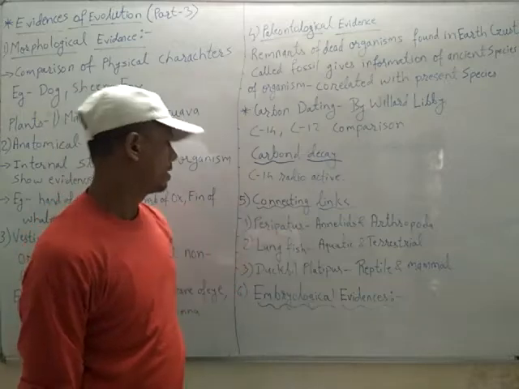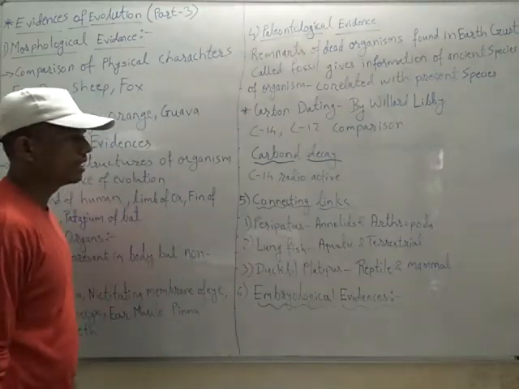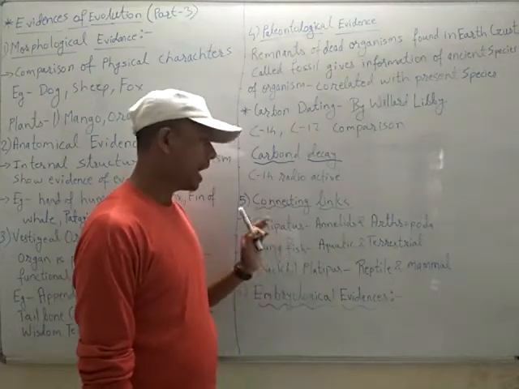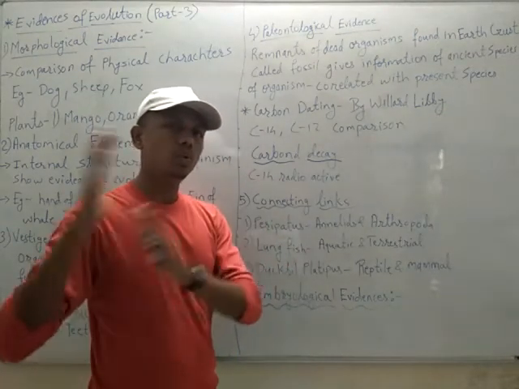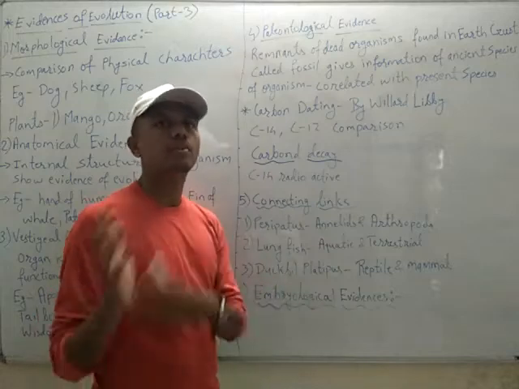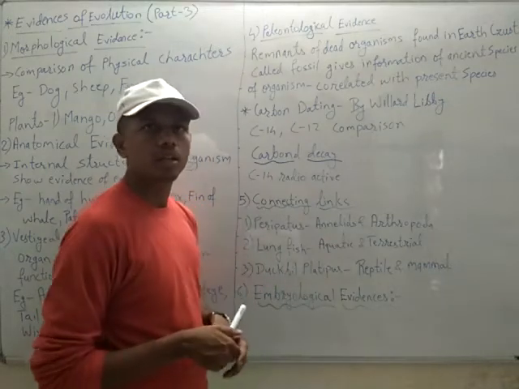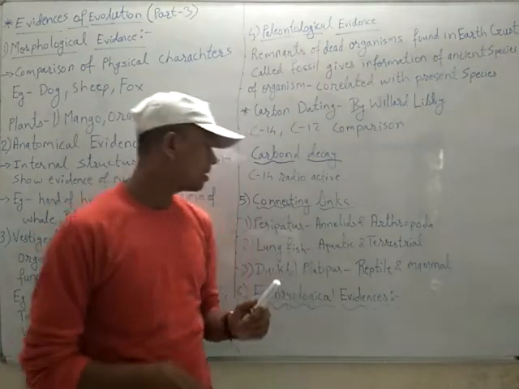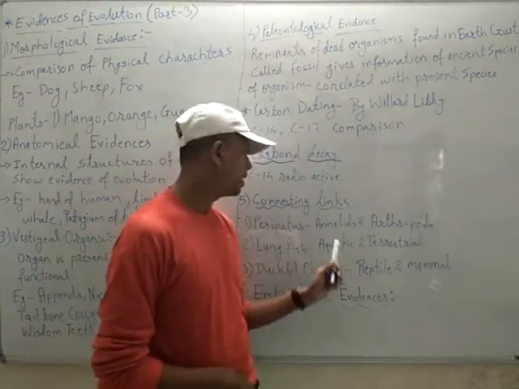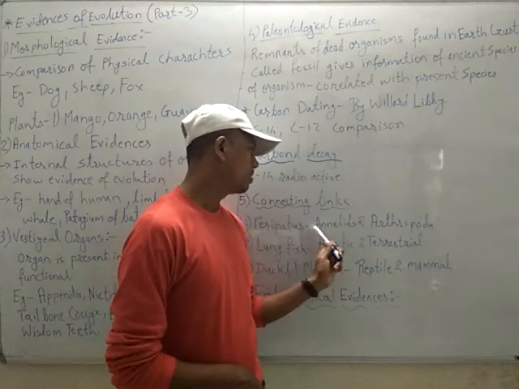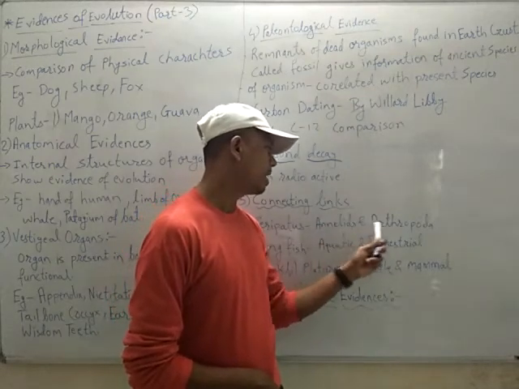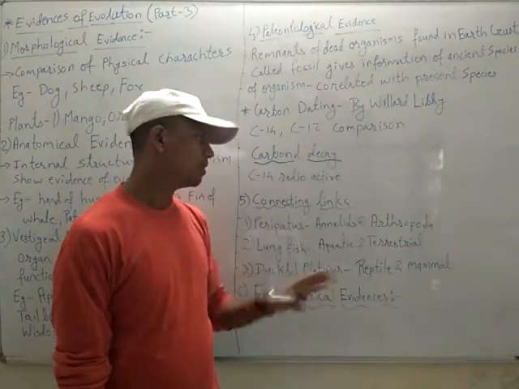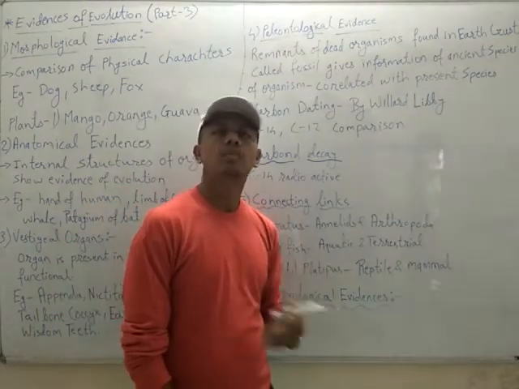Next is connecting link. In connecting link, certain organisms act as a connecting link between two different species, two different groups of organisms. Let me tell you, the first example is Peripatus. Peripatus is an organism which acts as a link between phylum Annelida and phylum Arthropoda. Phylum Annelida is a group of different organisms, and Arthropoda is a group of different organisms.